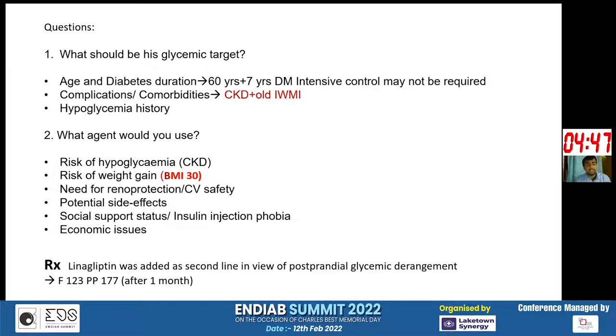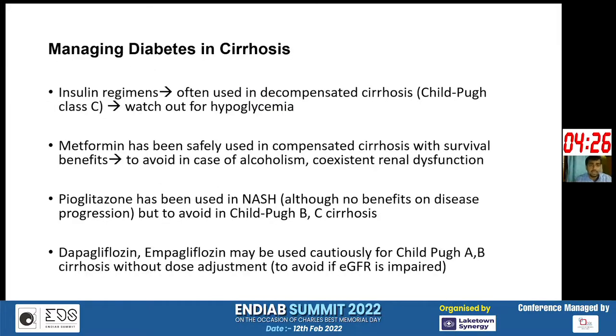So in this case, basically linagliptin was added, and SGLT2 inhibitors were not added in view of the history of recurrent urinary tract infection. And you can clearly see that with addition of linagliptin after 1 month, glycemic status was optimal. Now, coming to the next important topic, how to manage diabetes.